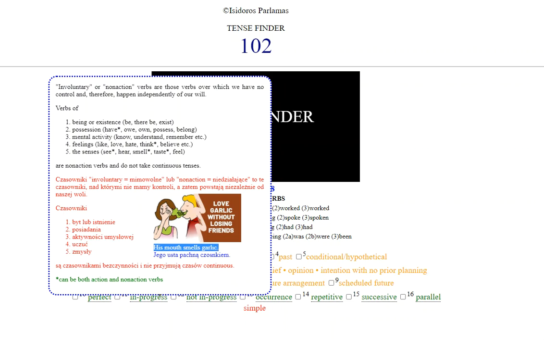It must be simple because this is a non-action verb.